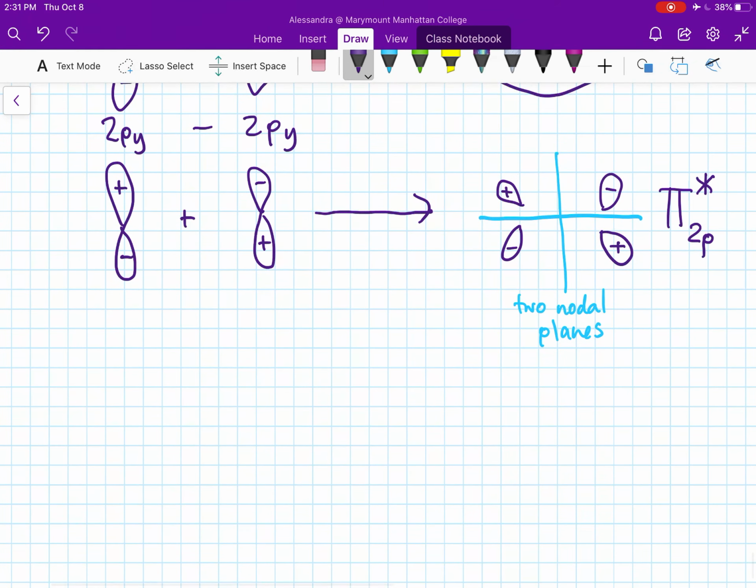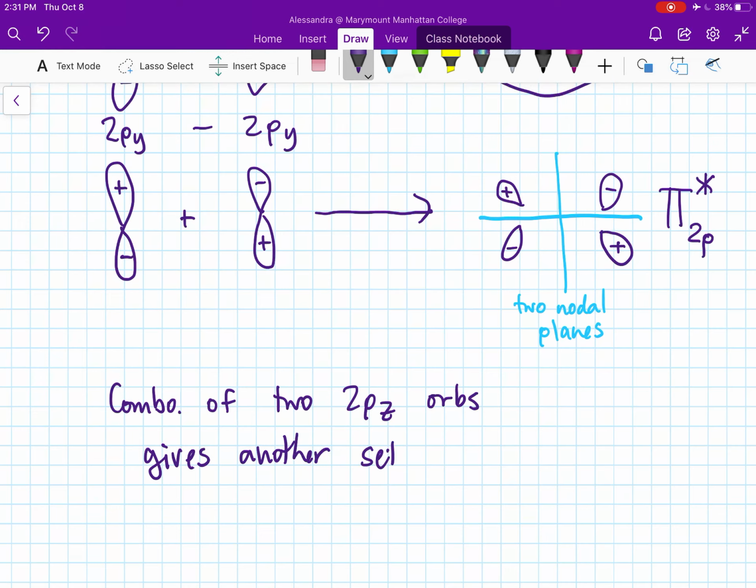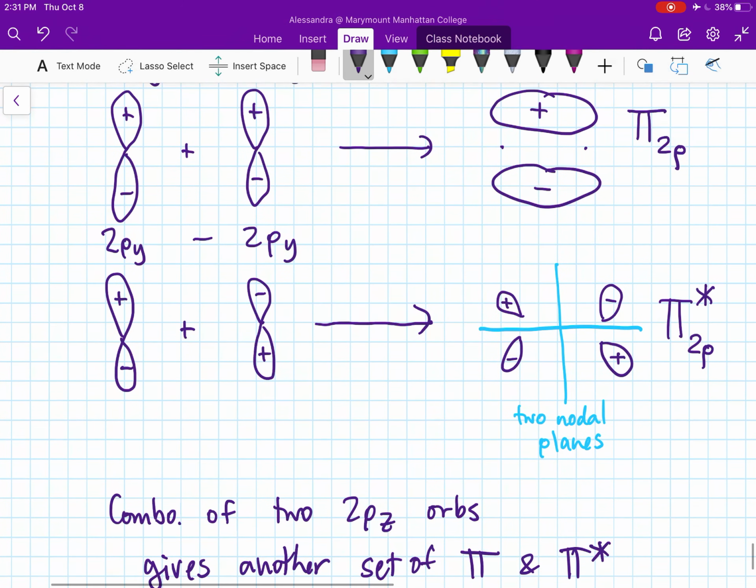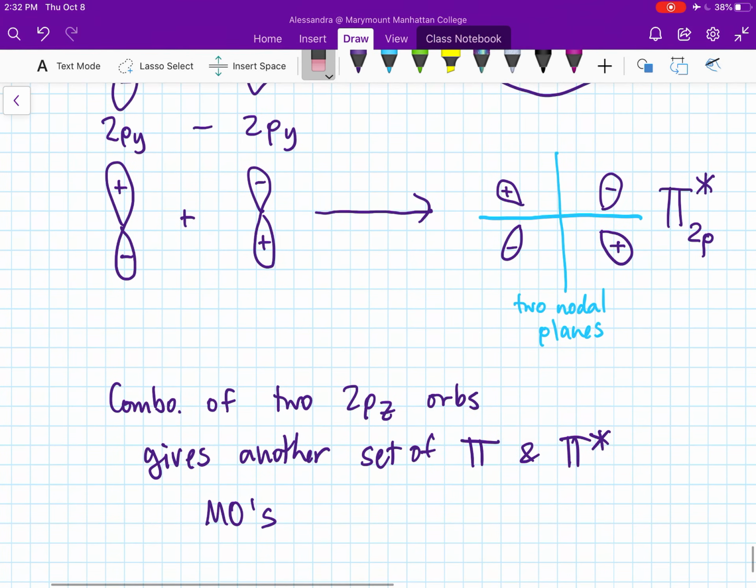Now, I could also draw the combination. I won't take the time to draw it here because it's the same, but the combination of the two 2pz orbitals on boron would give another set of pi and pi star molecular orbitals. So this business up here actually happens twice, because I would also have it happening in the z plane to give yet another set of pi and pi star molecular orbitals. So those are going to be the molecular orbitals for any second row homonuclear diatomic.